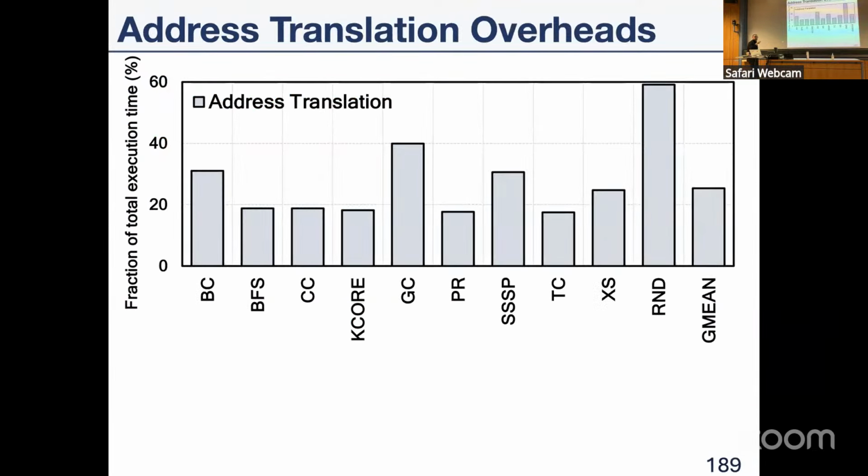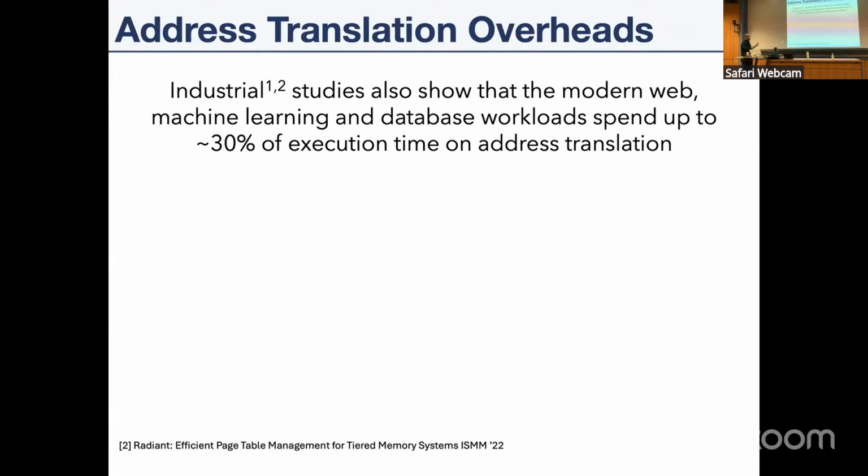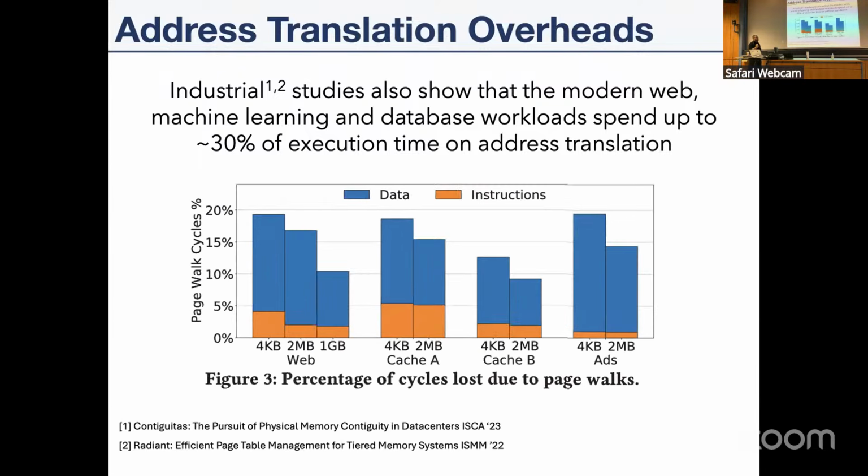As you can see here, again, these are results from a real system. This is the fraction of the total execution time that these graph workloads and some quantum simulation workloads spend on address translation. As you observe, on average, 26% of execution time is spent on address translation. We literally measured this in a real system. There are also industrial studies which show that modern web, machine learning, and database workloads spend up to 30% of execution time on address translation.